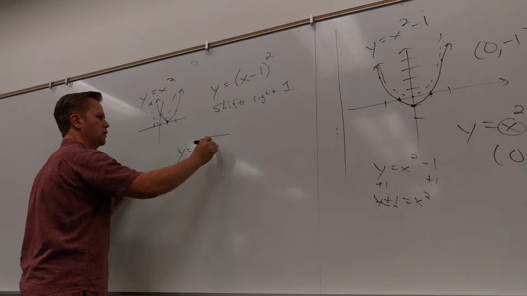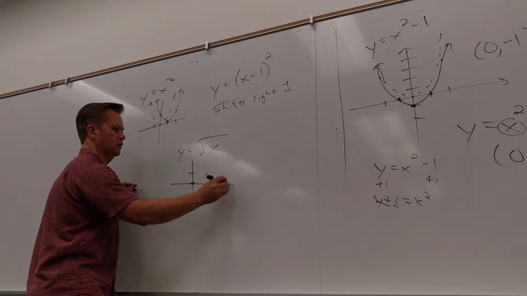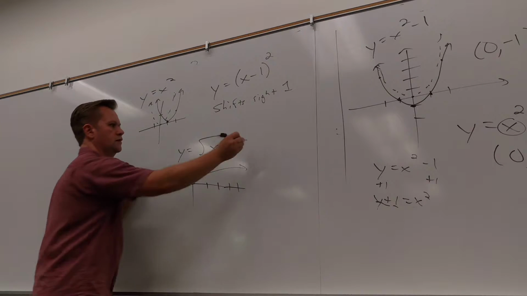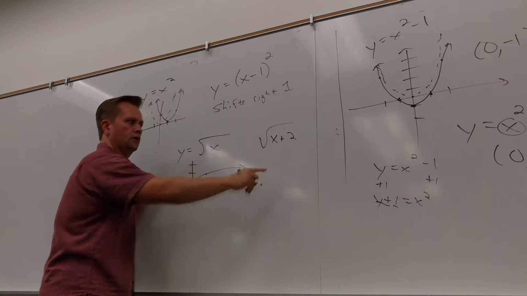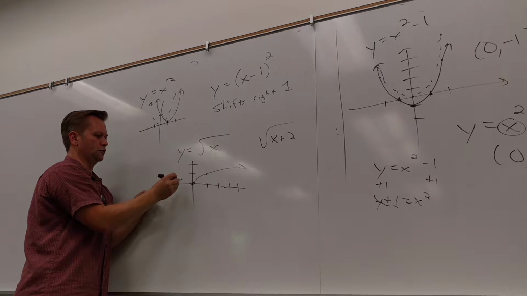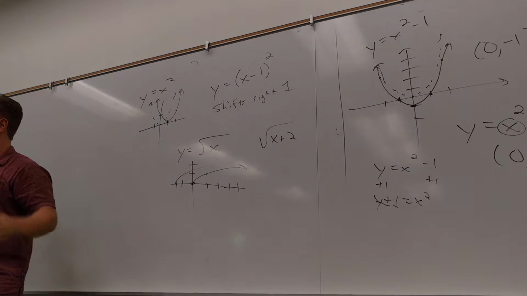I don't care what function you got. The square root of x looks like this. Remember this? We've done this before. 1, 1, 4, 2, right? That's the square root of x. So what does the square root of x plus 2 look like? It would go back 2 and go bam, right? I could make it more precise, but you get the idea. That would move back 2.